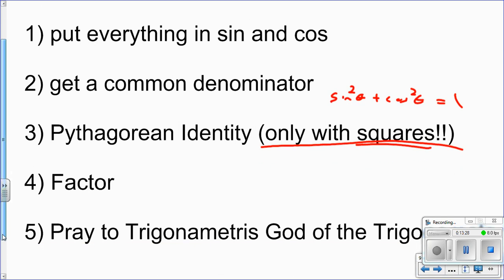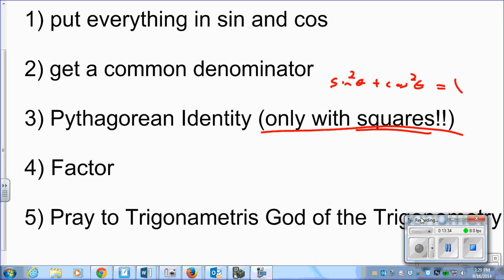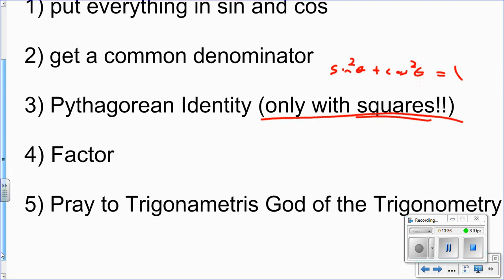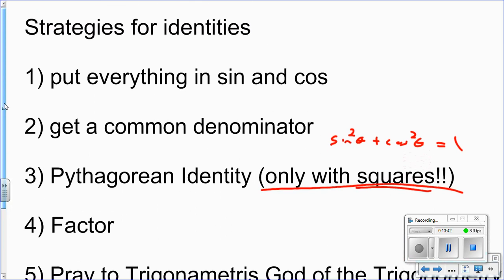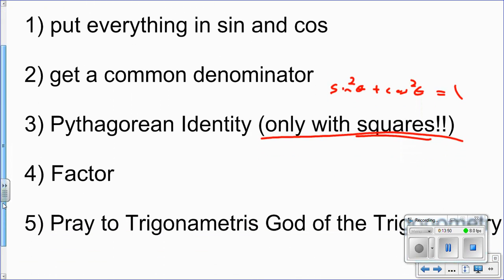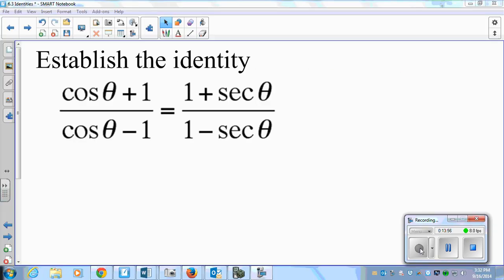Other strategy is to factor. And last one is just pray to the trig gods. A big part of this lesson, I think the big thing of this next couple of units, is don't give up. You just got to persevere and keep trying different things. Sometimes what you try out the first time won't work out, and you're going to have to try a different strategy. And it's all about just persevering through problem solving. And so let's look at another one here.